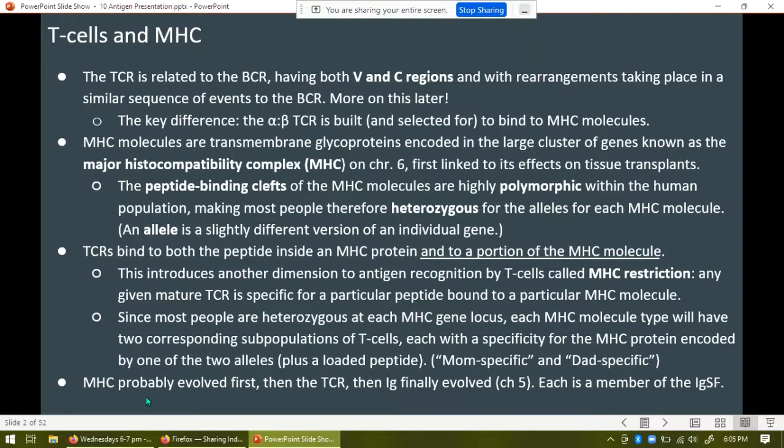Evolutionarily speaking, it's likely that MHC evolved first, and it probably evolved as early as the sponges first evolved, which are the simplest animals. And then the T cell receptor evolved, and it was able to recognize MHC and distinguish foreign from self. And then immunoglobulins finally evolved, and they evolved, I believe, around the time that birds evolved out of the animal lineage. Every one of these proteins is a member of the immunoglobulin superfamily, which we learned about for adhesion, but it also applies here.